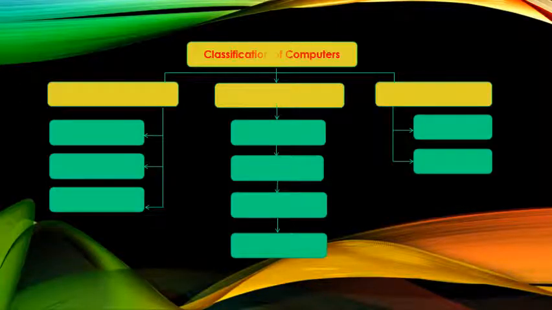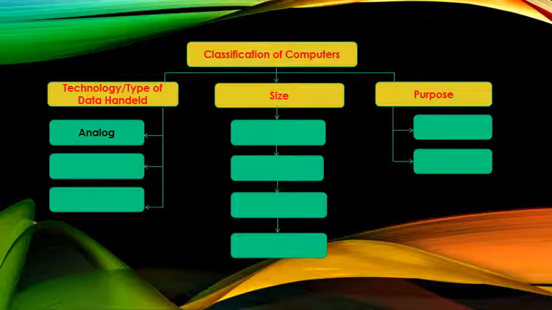Our next topic is classification of computers, and the classification is like three types: according to the technology and type of data handled, according to size, and according to purpose. According to technology or type of data they handle, the types are analog computers, and this is the picture, an example of analog computers. Analog computers are those which process and show results in variate or continuous form.